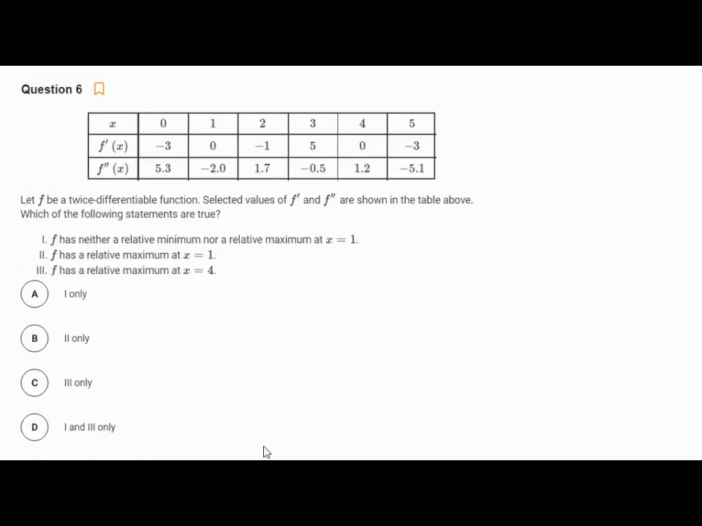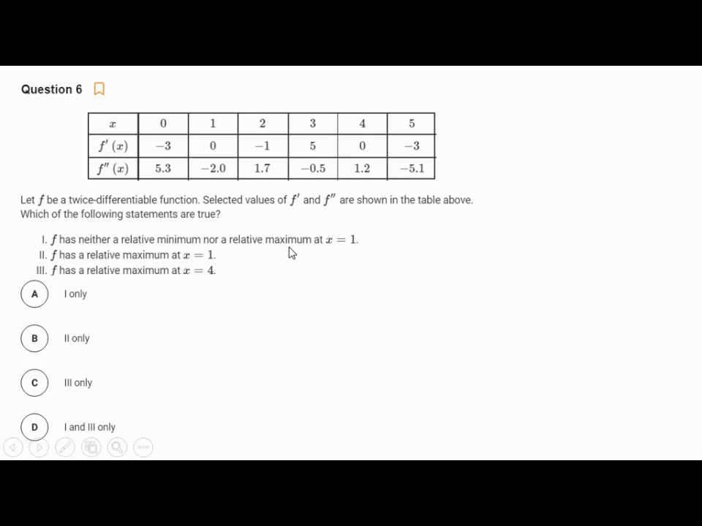And the last problem that we struggled with was number 6. So it said, let f be a twice differentiable function. Selected values of f prime and f double prime are shown in the table above. Which of the following statements are true? So when I look at this, they're showing me values of the first derivative and the second derivative at selected values of x. Okay? And as I look through my options really quickly, they're talking about relative minimums and maximums.